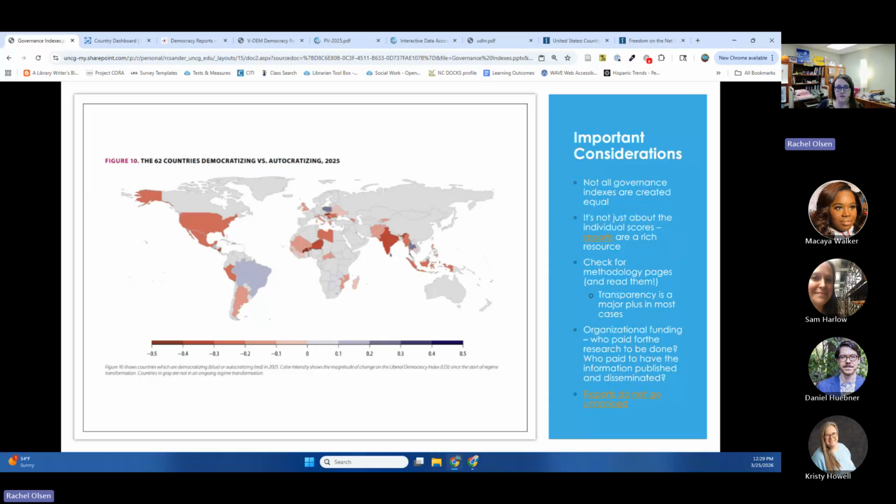Organizational funding is something we didn't talk about. Who paid for this research to be done? Who pays the data scientists who work for these organizations? Who paid for the information to be published and disseminated? That is really important to consider when you have something like this.